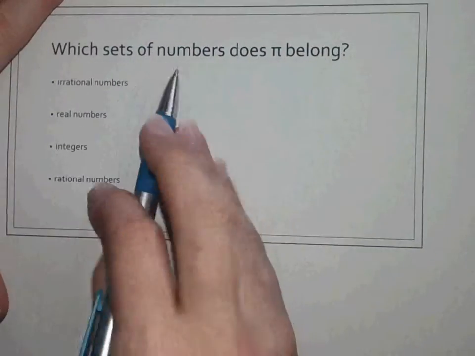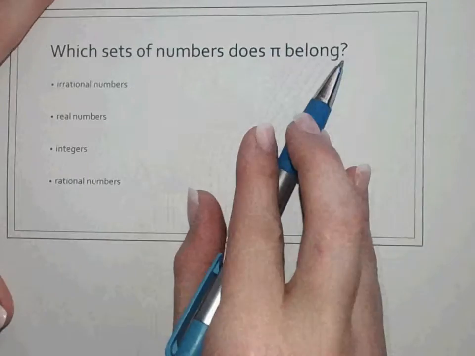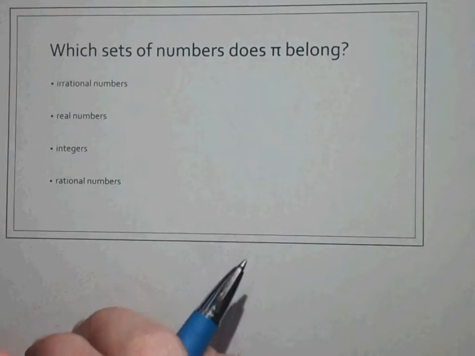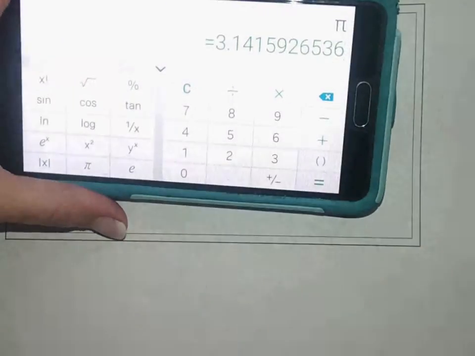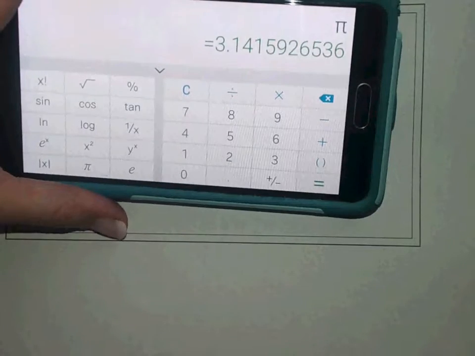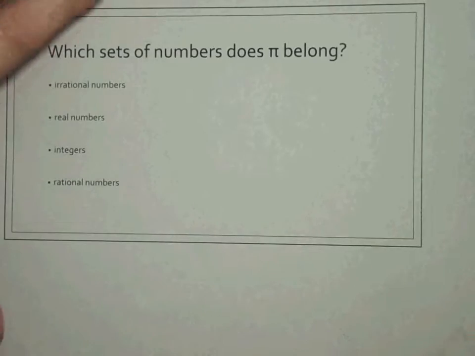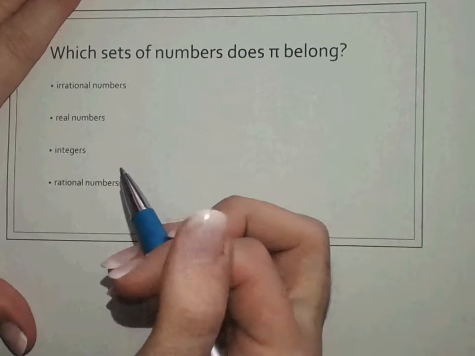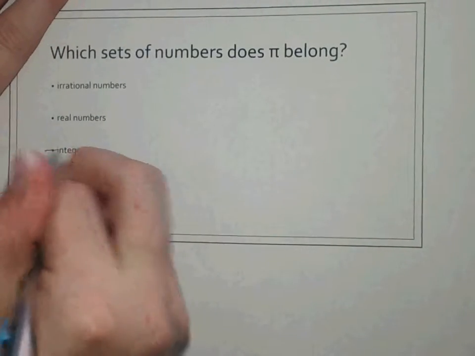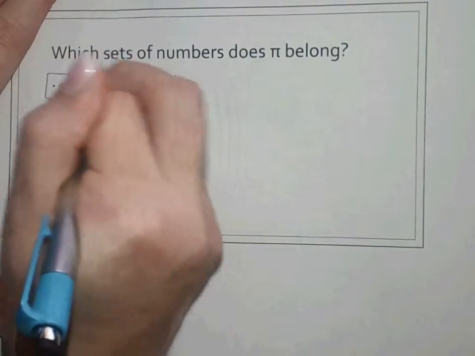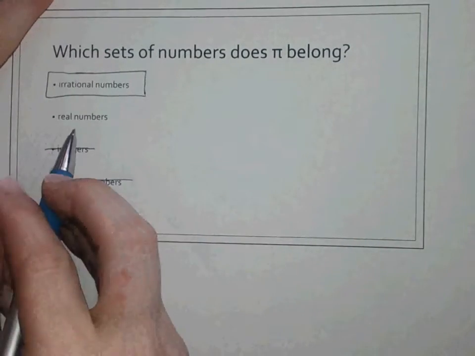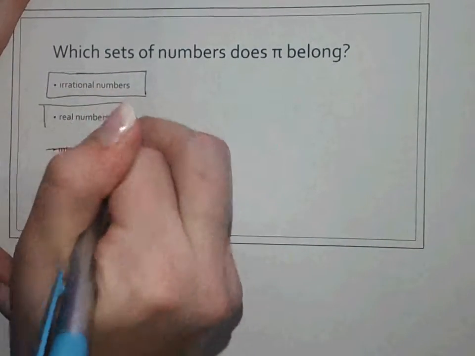Okay, what set of numbers does pi belong to? Well, if you remember what pi is, and I do have my calculator here, if I put in pi and hit enter, it's 3.14159265336. Okay, it keeps going on and on forever. It doesn't repeat, so it's not an integer and it's not rational. It's irrational. Okay, but it also is a real number.